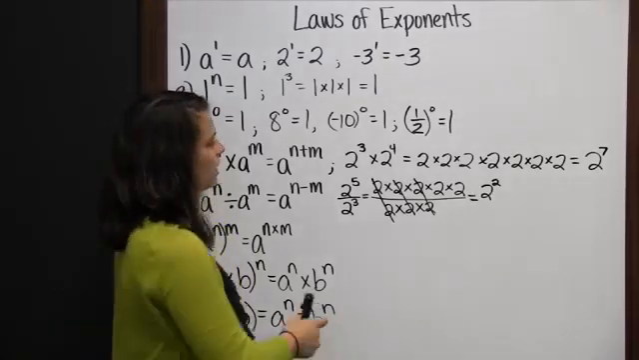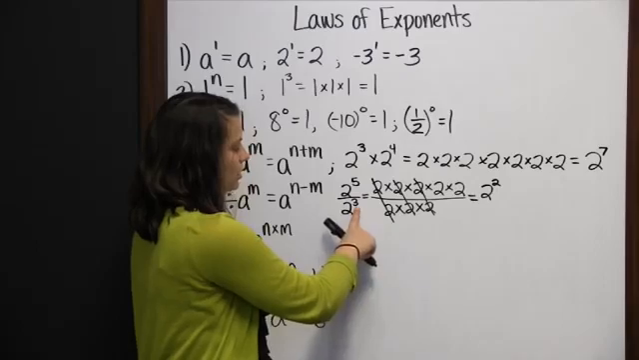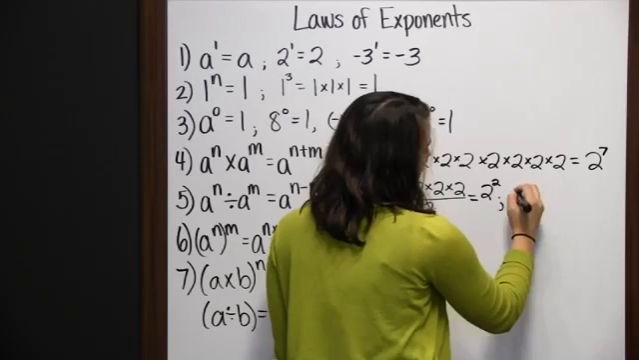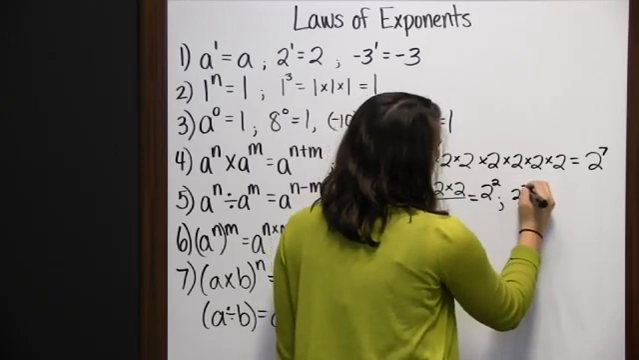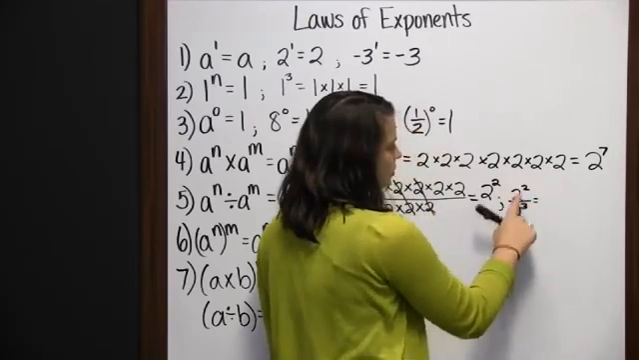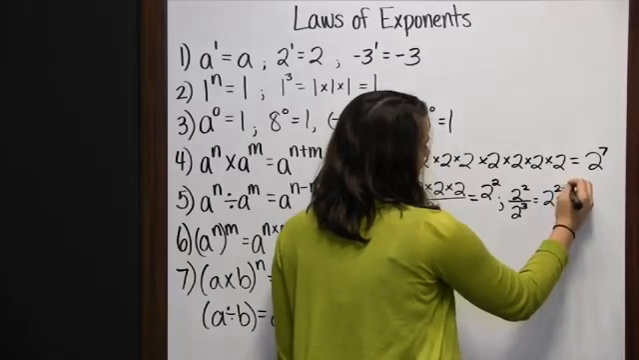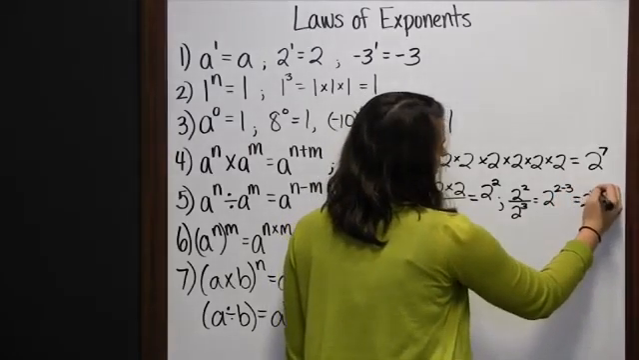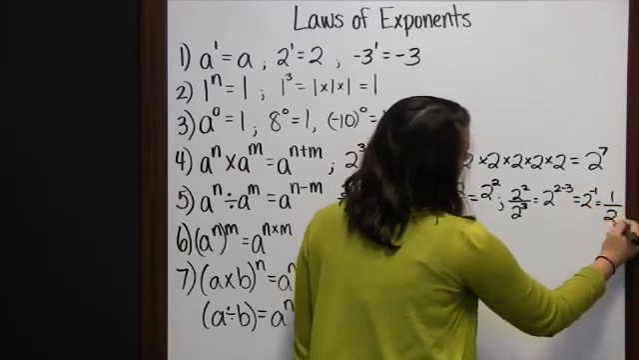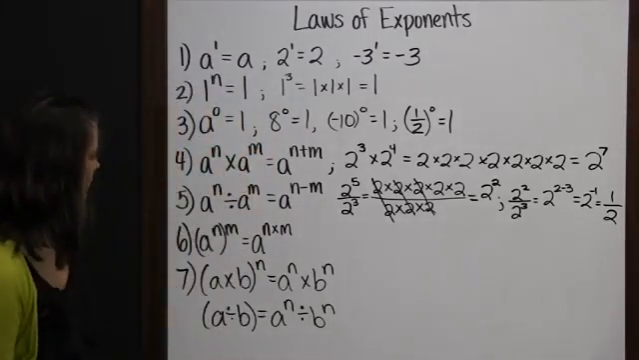It also works if the exponent on your denominator is larger. Let's look at one of those. That'd be like 2 squared divided by 2 cubed. You still subtract your exponents, so it's 2 to the 2 minus 3, which is 2 to the negative 1. And then you would simplify that by bringing this to your denominator, 1/2.